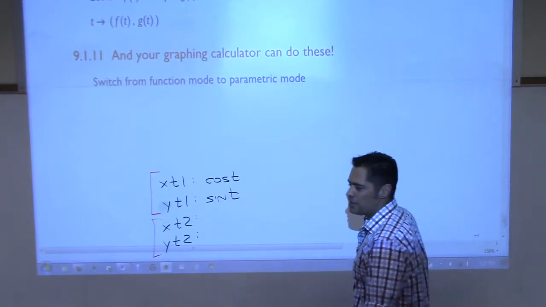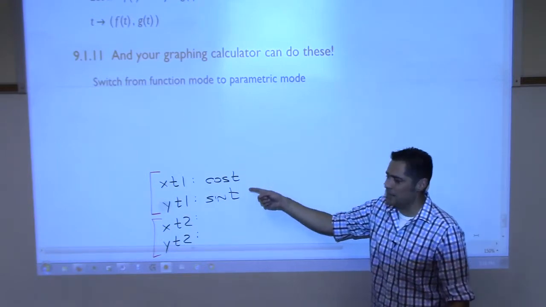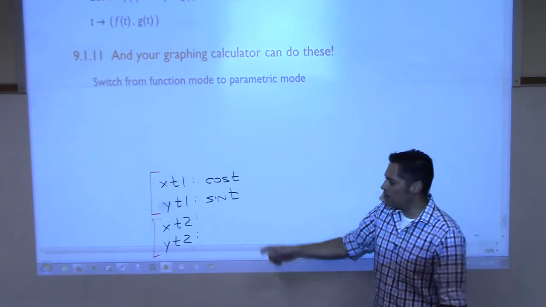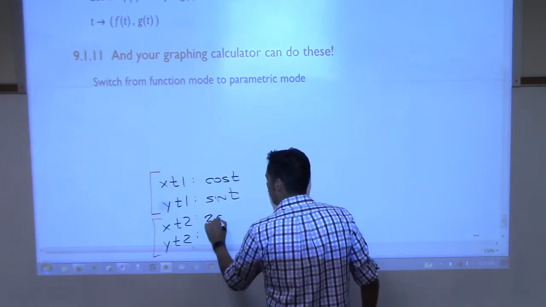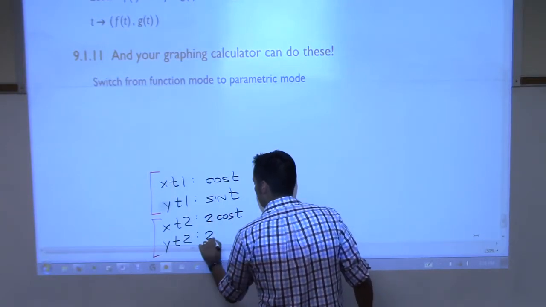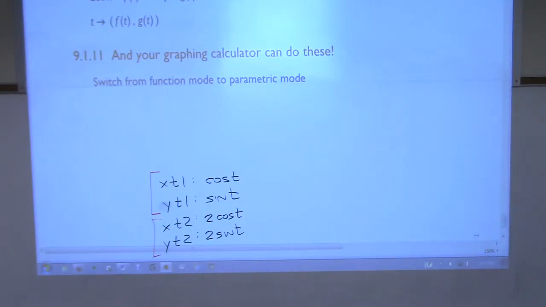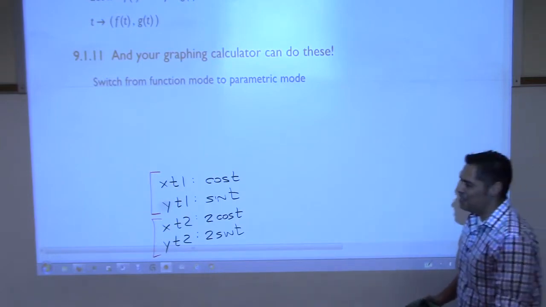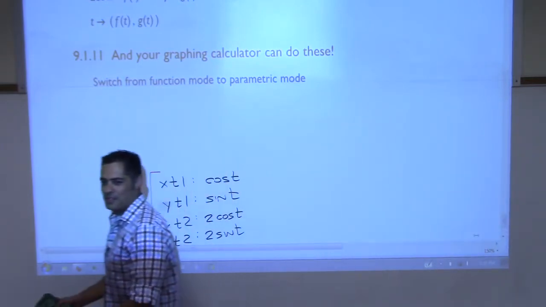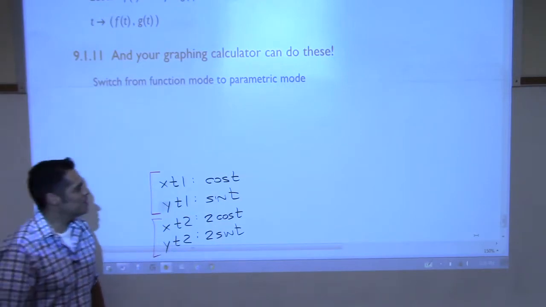If you're enjoying this, try this. Keep this one cosine t, sine t. And on the next one, I want you to do 2 cosine t, 2 sine t. Tell me what you get. A bigger circle. Do you have any guess as to what the radius of that bigger circle is? 2.